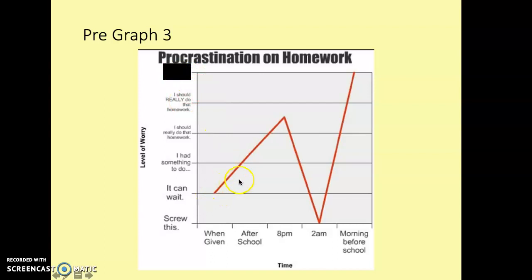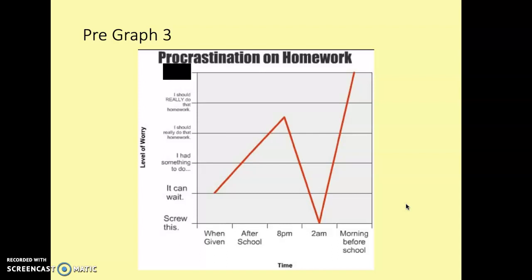As you can see, in a funny graph like this, there are some things that are not very good. But what I can see is that from when it's given until 8 p.m., my level of worry increases slightly. Then from 8 p.m. to 2 a.m., my level of worry goes down to nothing. I'm not even worried about it. And then from 2 a.m. until the morning before school, my level of worry increases very rapidly. What are some conclusions you could draw? Maybe this isn't the best student in the world. The student is very good at procrastinating. There are a lot of different things you could draw from this. But in general, there are some nice observations about the graph and then conclusions that we can draw from it.